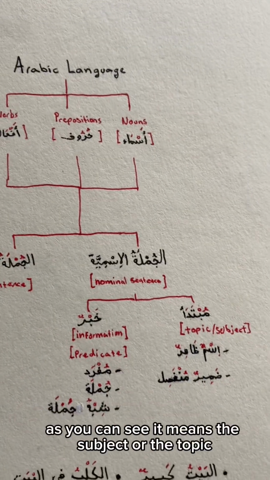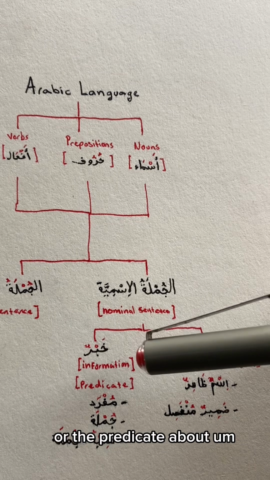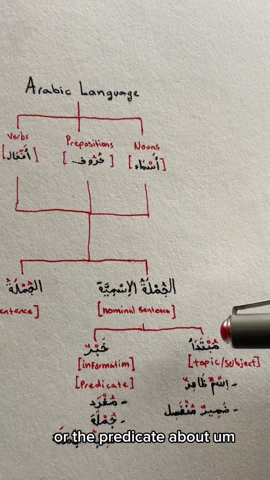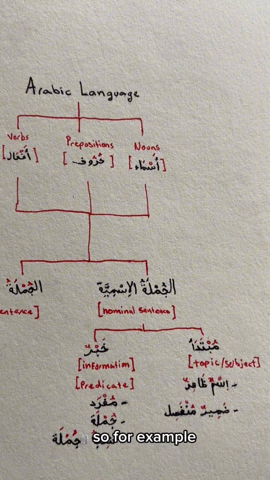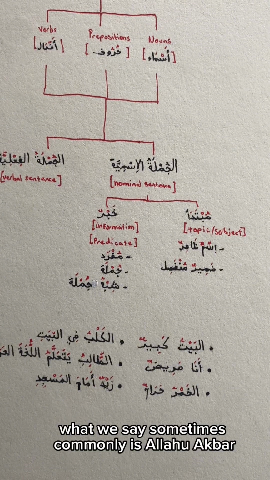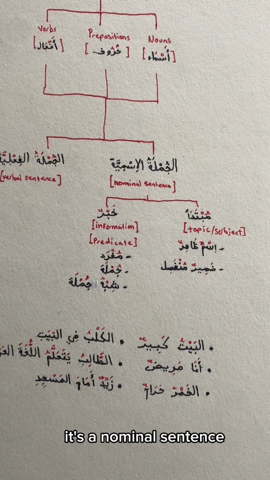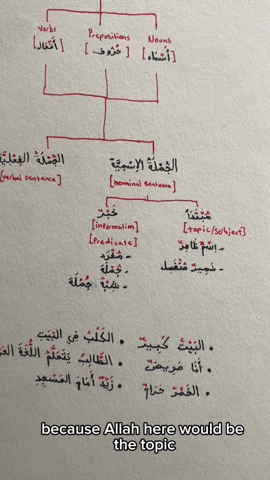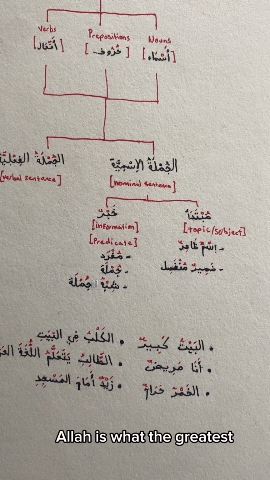Mubtada, as you can see, means the subject or the topic. And khabar means the information or the predicate about the mubtada, the information about the topic. So for example, what we say sometimes commonly is Allahu Akbar, and Allahu Akbar is actually a jumla ismiya, a nominal sentence, because Allah here would be the topic, the mubtada, and Akbar would be the khabar. Allah is what? The greatest.